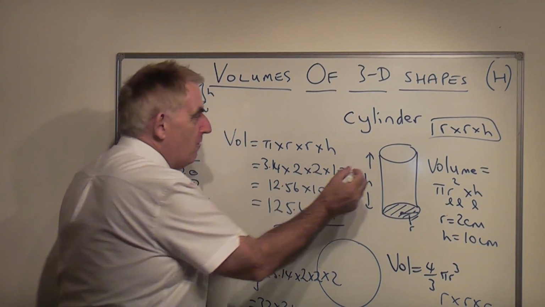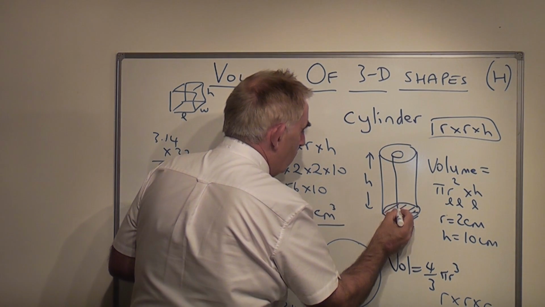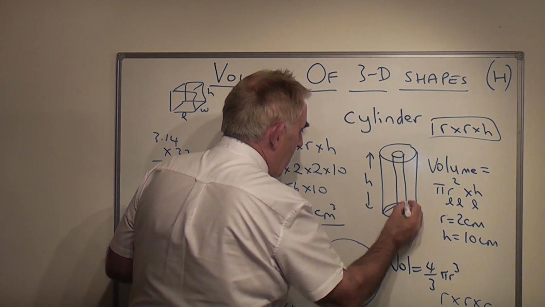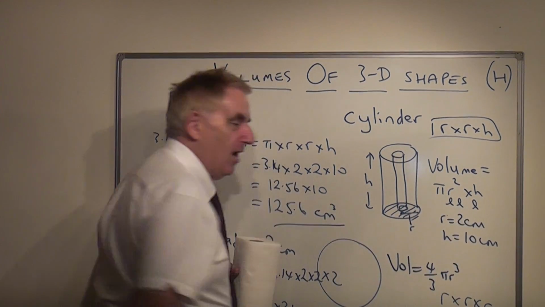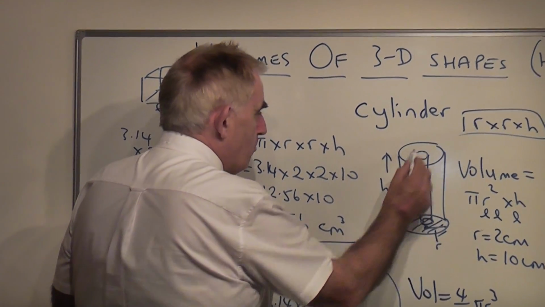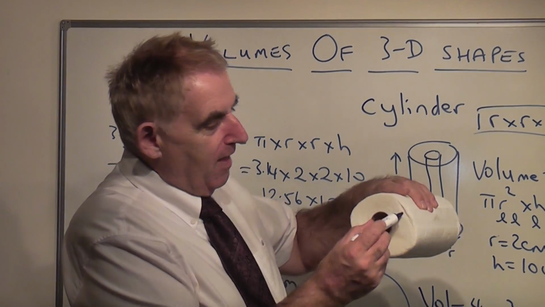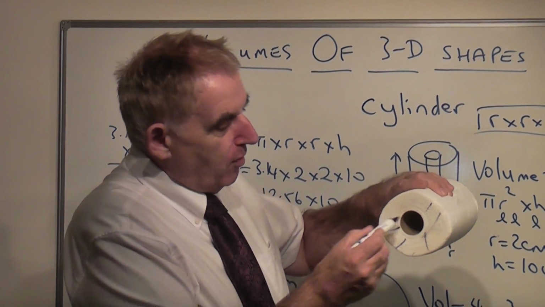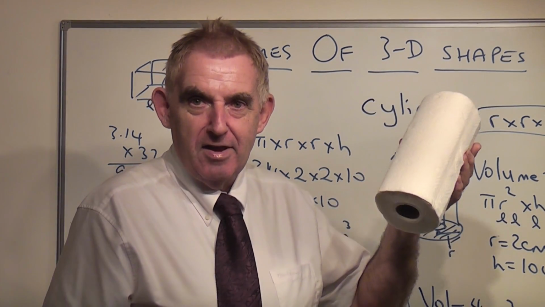It's like having this can of beans here, but with a hole in the middle, yeah? So if we wanted the volume of the paper there, we'd do the volume of the big cylinder by doing pi r squared times h. We'd do the volume of the small cylinder by doing pi r squared times h, and we'd take the 2 away. And that would then leave us with the volume of the paper that's here, all the way down. You get the idea? Fantastic.